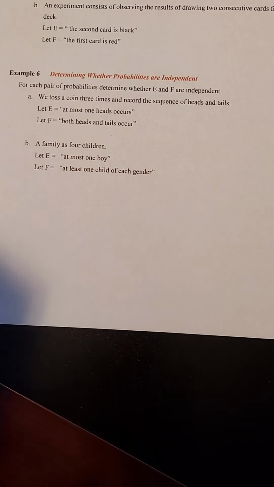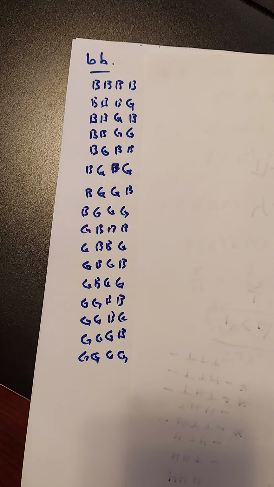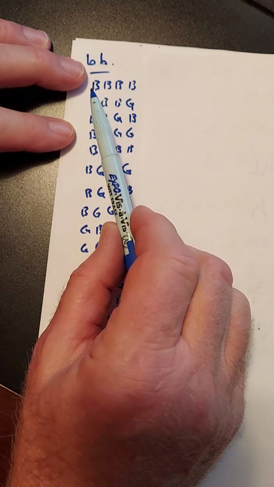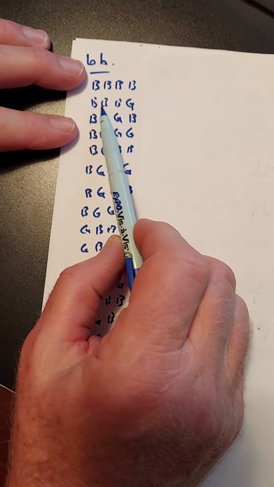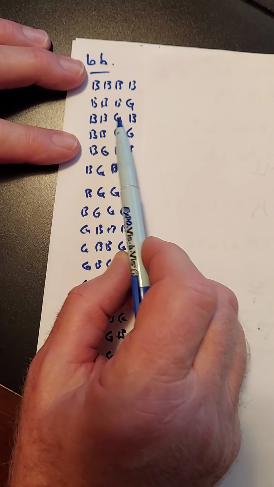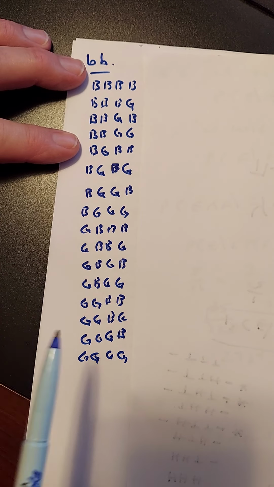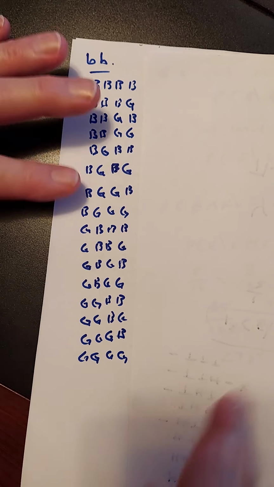Okay, so let's see what I did. First thing I did is I came up with all the possibilities. So there's 4 children. You can have 4 boys. You can have 3 boys, then a girl. Here you can have boy, boy, a girl, and then a boy. You can have boy, boy, girl, girl, and you go all the way through that. There's going to be 16 of those altogether.